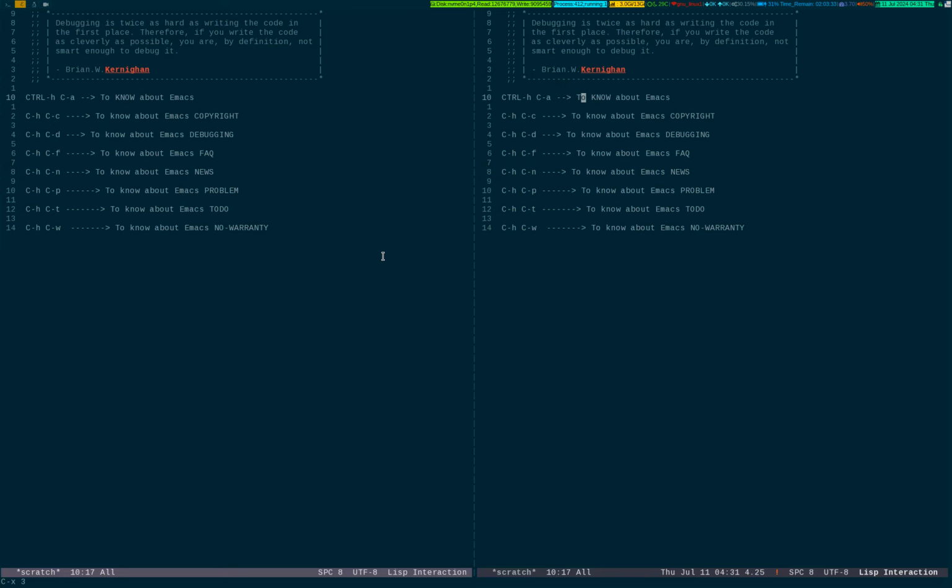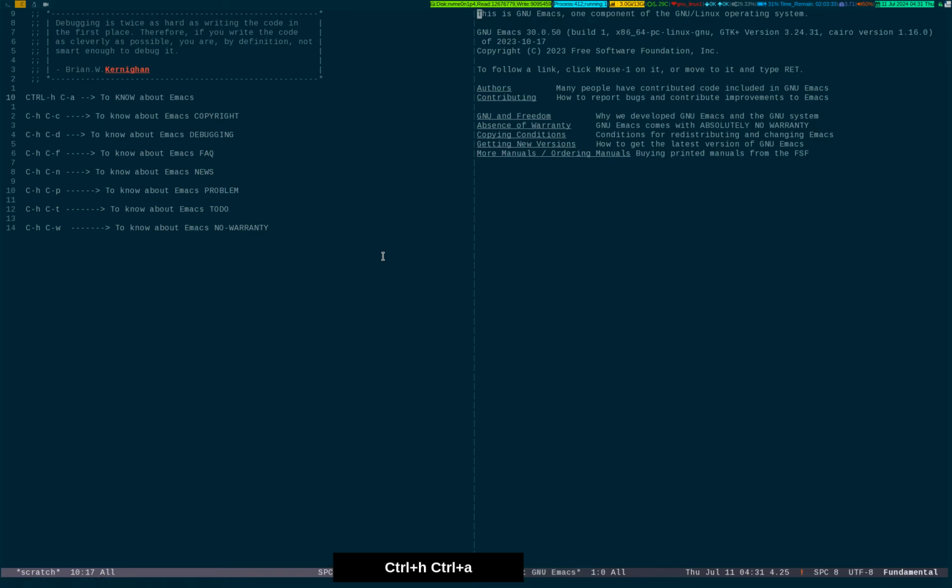So the first one is Ctrl H. All the commands are prefixed with Ctrl H, that means it is coming out of the Emacs help. No secret about it. So Ctrl H, Ctrl A to know about Emacs. I'm on the right hand side buffer. If I do Ctrl H and Ctrl A, see, it will show you this information about Emacs.